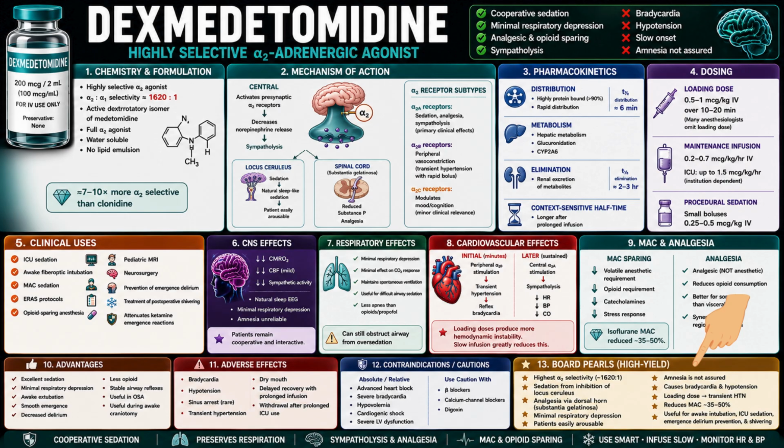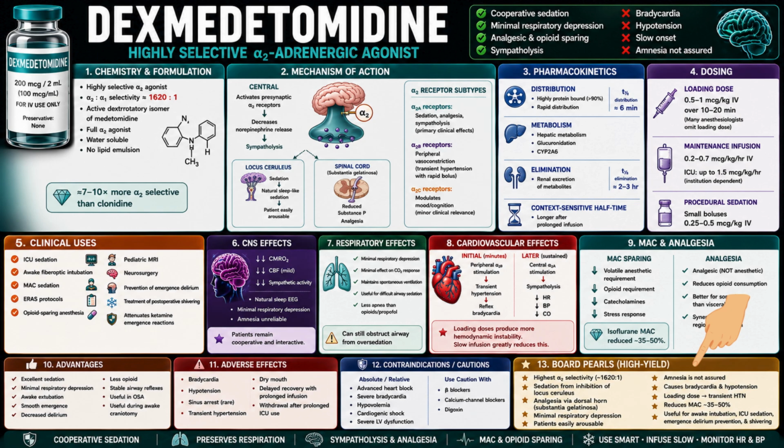10. Loading dose can produce transient hypertension. Sustained infusion leads to bradycardia, hypotension. 12. Reduces isoflurane MAC approximately 35 to 50%. 13. Opioid-sparing. Reduces intraoperative and postoperative opioid requirements. 14. Analgesic via dorsal horn, substantia gelatinosa. Reduces substance P. 15. Clinical uses.